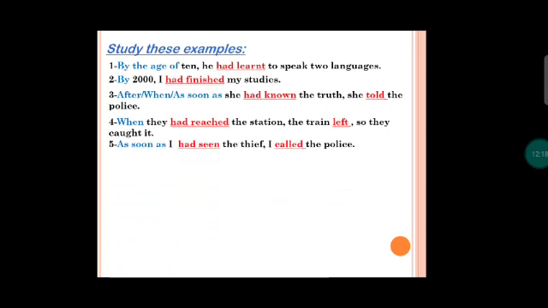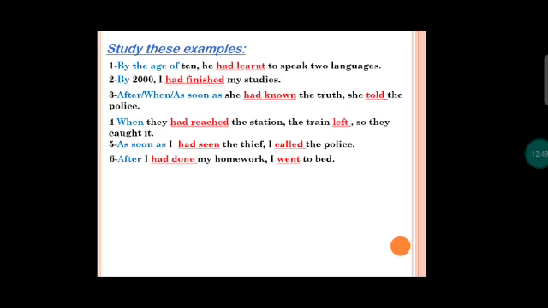As soon as I had seen the thief, I called the police. I saw the thief first. Then I called the police. When I use after or as soon as, I follow them with the first action. Where is the first action? I saw the thief. So put it in the past perfect. As soon as I had seen the thief, I called the police.